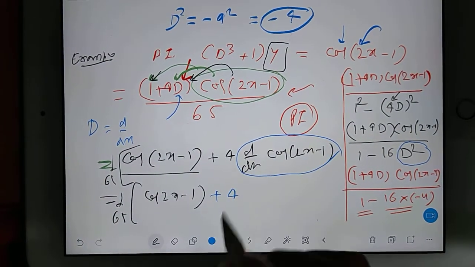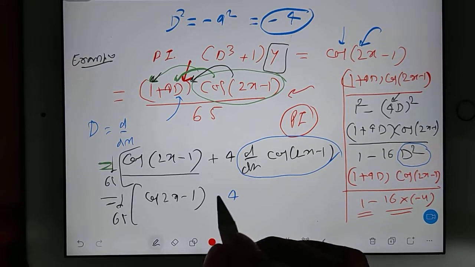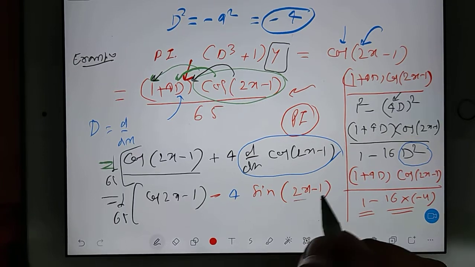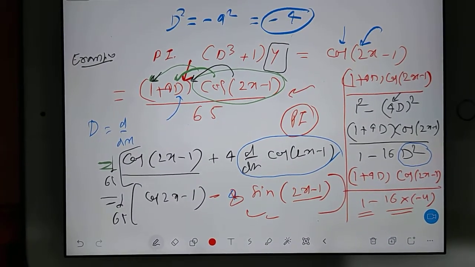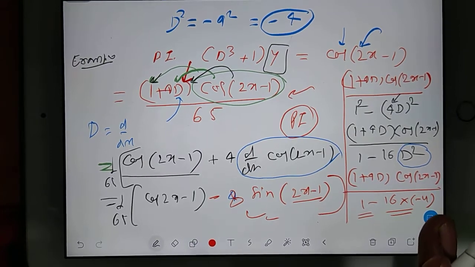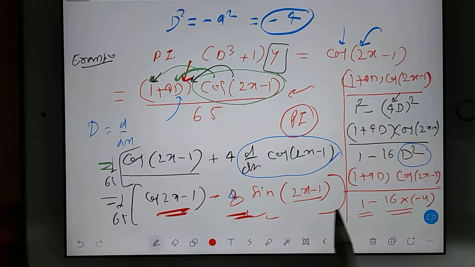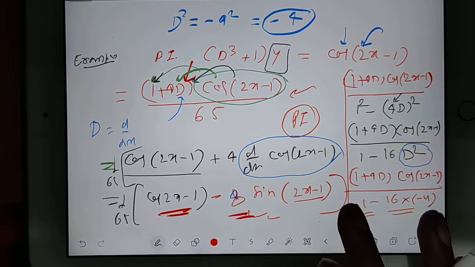So 4. Whenever we differentiate cos, we get a minus sign. So you put a minus sign here, and sine 2x minus 1. And then differentiate this, so 2 will come. So it will be 8. So this will be your final answer. Now no d is remaining. So finally you are getting cos 2x minus 1 minus 8 sine 2x minus 1. I hope you have understood a lot of things in this example.